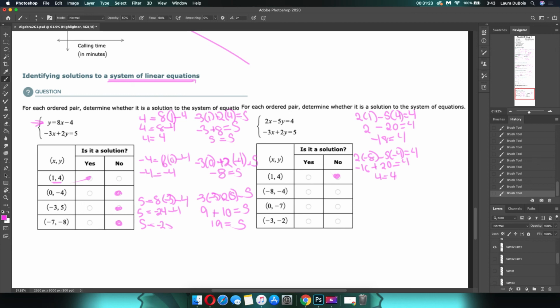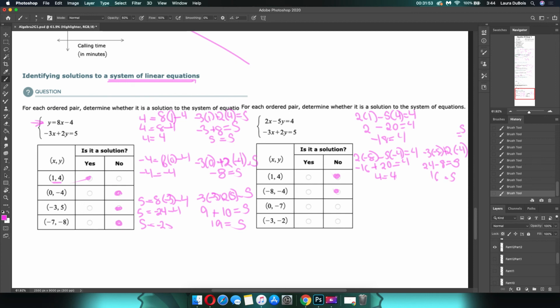Let's see here. So negative 3 times negative 8 plus 2 times negative 4. And does it equal 5? And I didn't give myself enough space. So negative times a negative is a positive. So 3 times 8 is 24 minus 8. Does that equal 5? 24 minus 8 is 16, which does not equal 5. So this is a no.